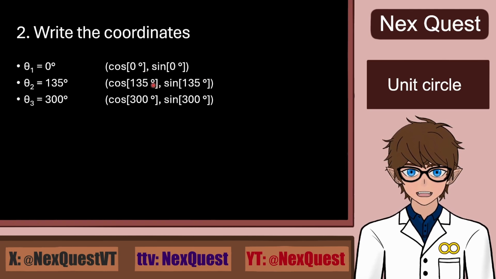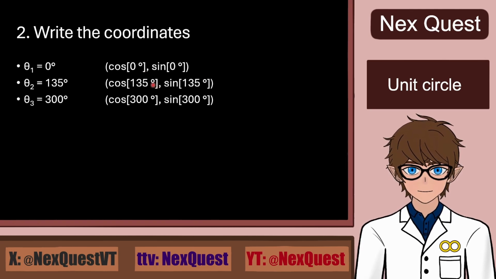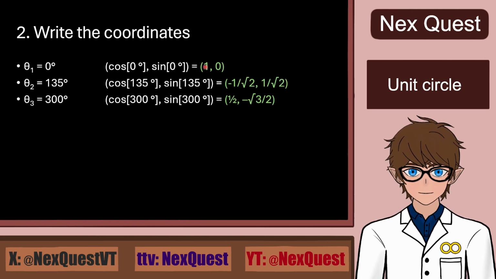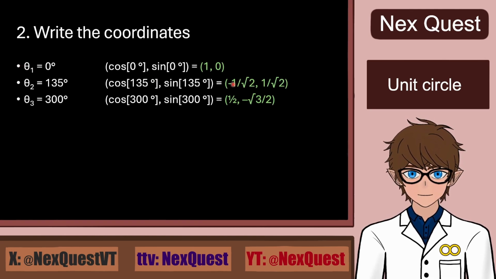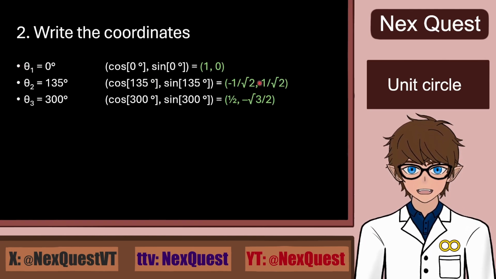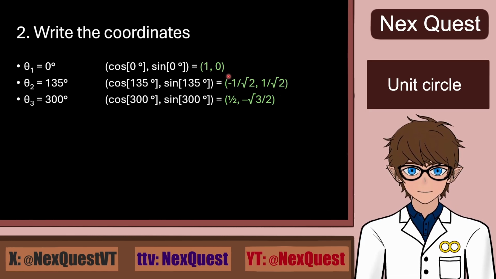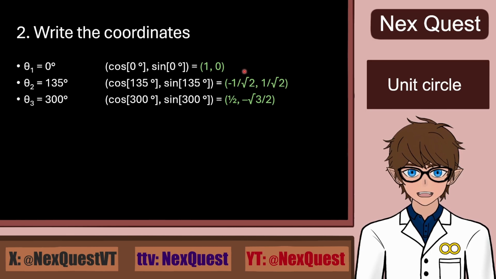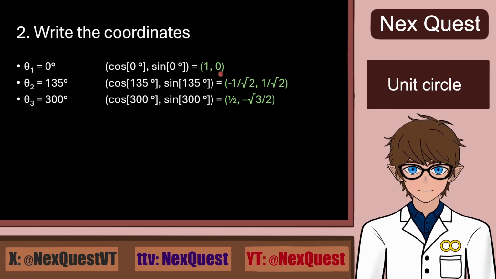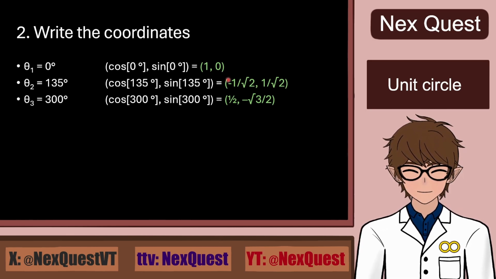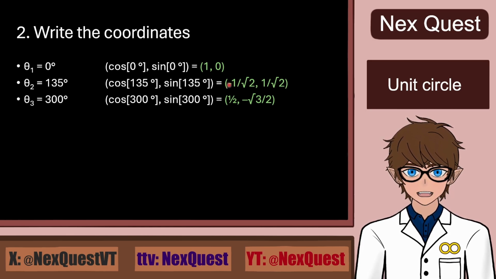I put them all in the calculator under the degree setting, and we get 1, 0 for the first one. Then -1 divided by square root of 2 and 1 divided by square root of 2, or if you factorize it, you get square root of 2 divided by 2 as the y coordinate and minus square root of 2 divided by 2 as the x coordinate. Depends on which system you were using, both were fine.